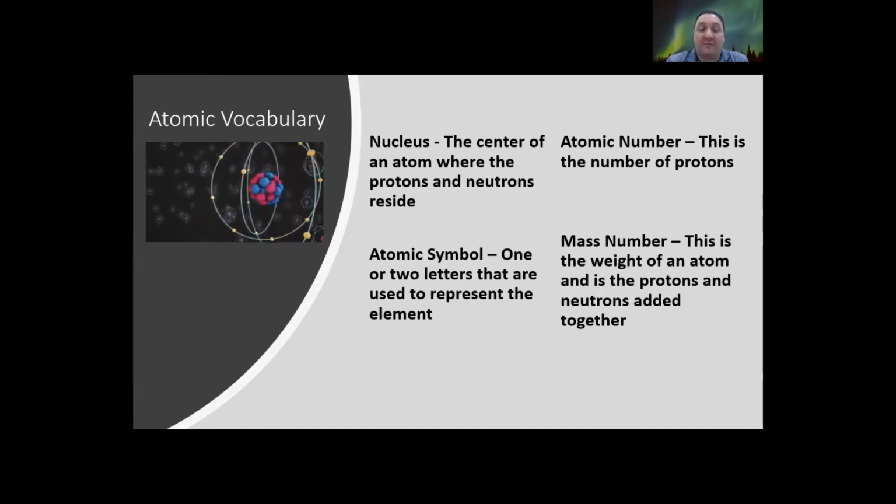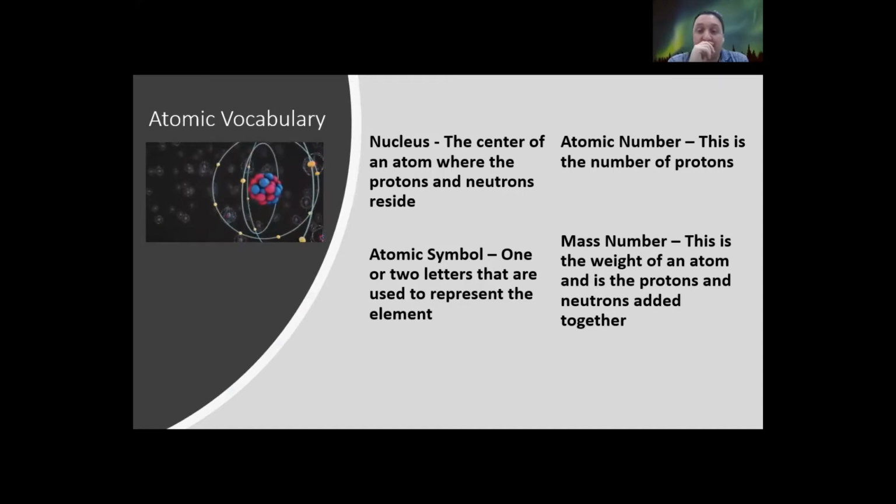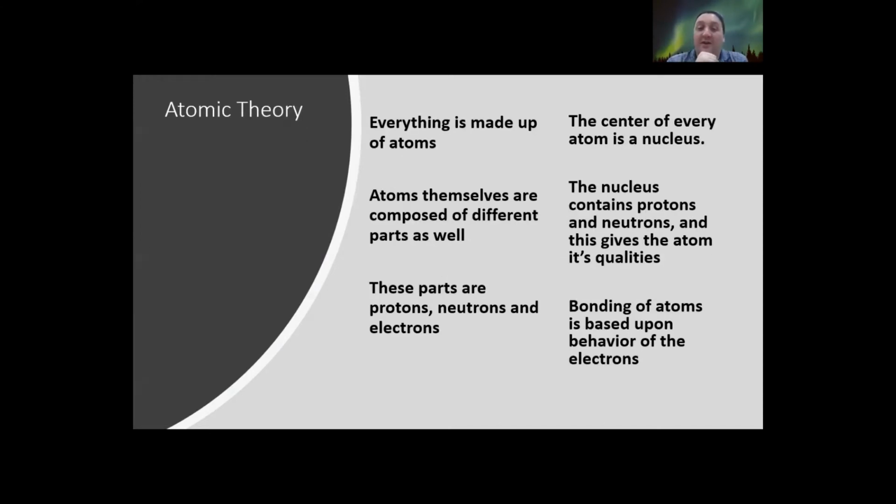We have the atomic symbol. You'll know them as one capital letter, sometimes followed by a lowercase letter. That is an individual symbol that represents each element. Atomic number is the smaller number associated with an element. That is the number of protons, and the mass number, it's the weight of an atom, which is the protons and neutrons added together. Next, we're going to talk about atomic theory.